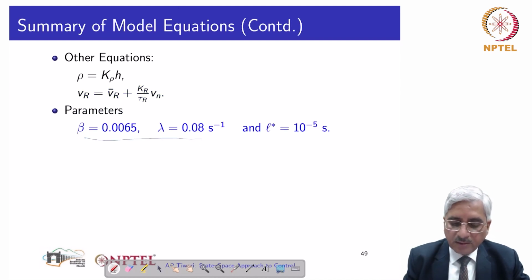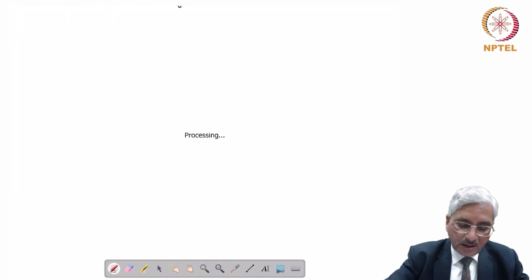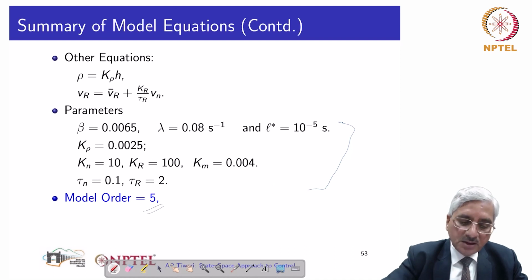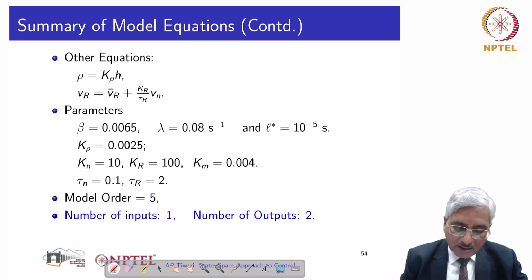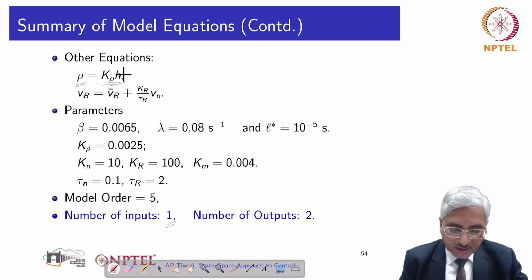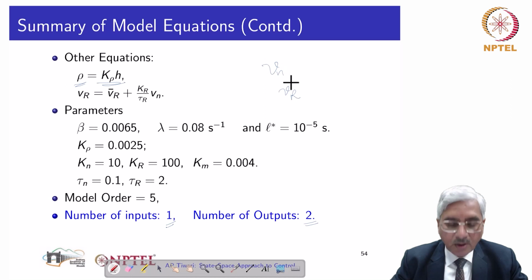These are the neutronic parameters. This is the prompt neutron generation time, as we saw, and these are the other constants. They were quoted while discussing the equations. Now there are 5 differential equations, so the model order is 5. And then it has one input, the reactivity, and of course we will substitute that there. So H, the control rod position, is the input, and there are two outputs, Vn and Vr.